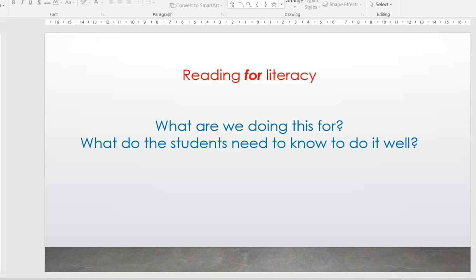So to reiterate, if we're reading for literacy as opposed to just doing a few exercises in the classroom, right, and not actually being explicit about the link of that to literacy as a means of critical participation in a society, yeah? Literacy is a means of critical participation. So if we're actually reading for literacy, we need to think of it in relation to the following questions, I would suggest. So the first one is, what are we doing this for, right?